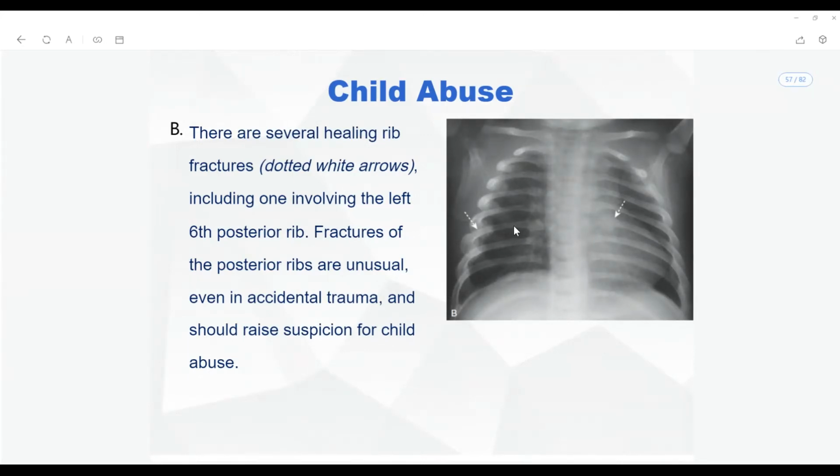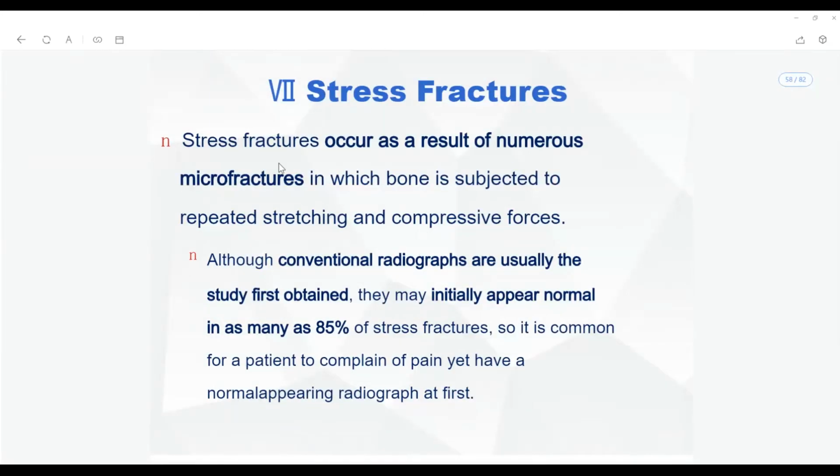So maybe he has been hit on the chest. The baby might be hit on the chest because he has been frequently crying. The mother hit him because he has been frequently crying, right? And then there will be many more stress fractures as well, which might be related to numerous microfractures, which are repeated due to stretching and compressive forces. In most individuals they may appear normal, but still it is common that the patient complains of pain for long durations. So that is related to the stress fractures.